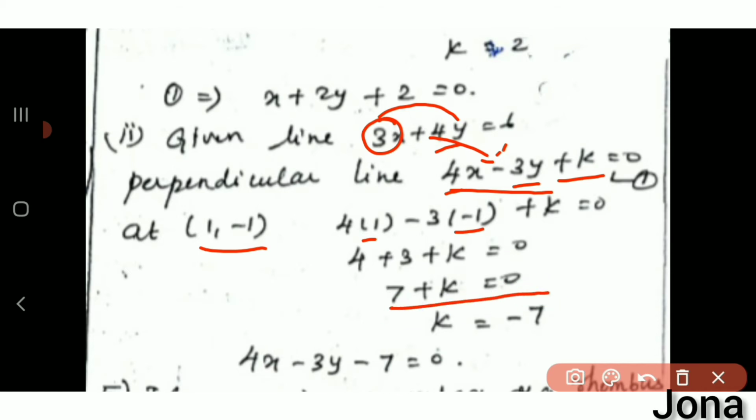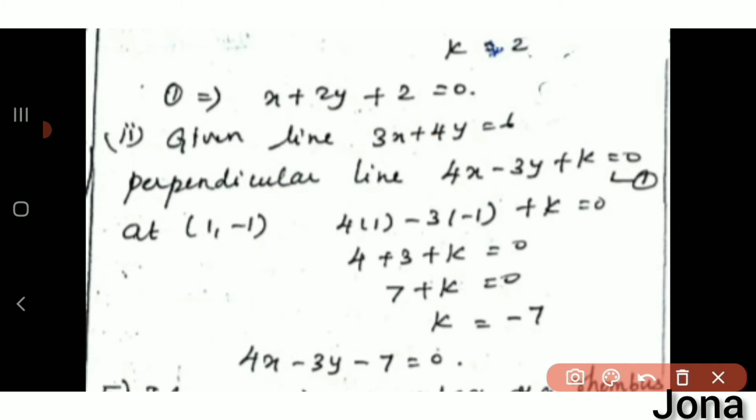7 + k = 0 is nothing but k = -7. Therefore, the equation of the perpendicular line is 4x - 3y. Instead of this k, we substitute -7. So 4x - 3y - 7 = 0.